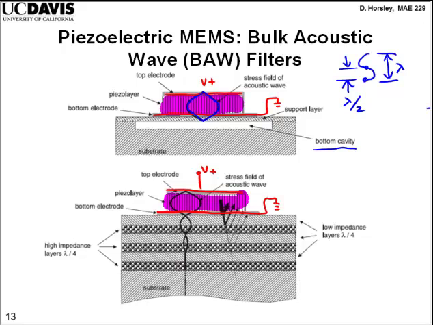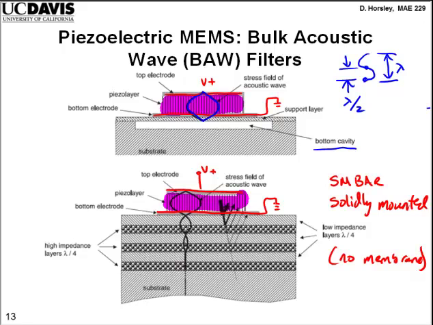But now, instead of etching away a cavity underneath, this is what's called a solidly mounted resonator. Sometimes it's called a solidly mounted bulk acoustic resonator. Solidly mounted. So there's no membrane here, no air beneath the structure.